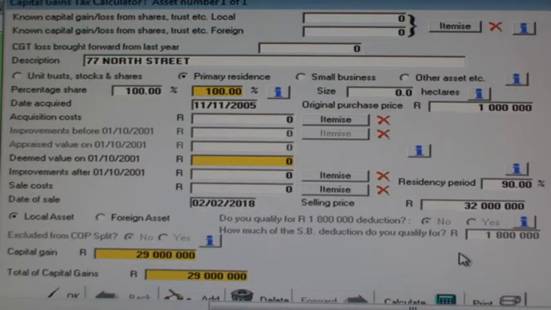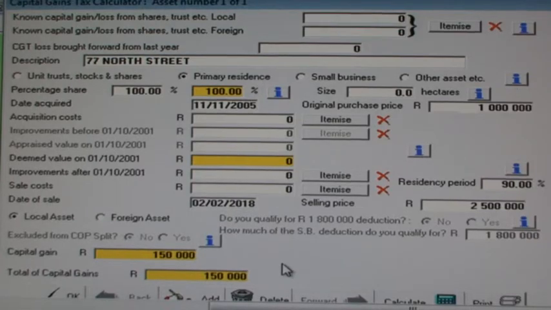Only when the residency period percentage times the profit is less than the 2 million rand primary residence exclusion does the 2 million rand exclusion fall away, and our amount for our capital gain is the non-residency period percentage of the profit. With our selling price back to 2.5 million, let's recap.